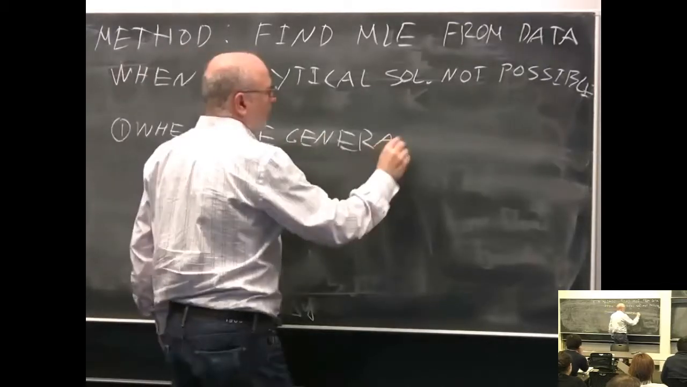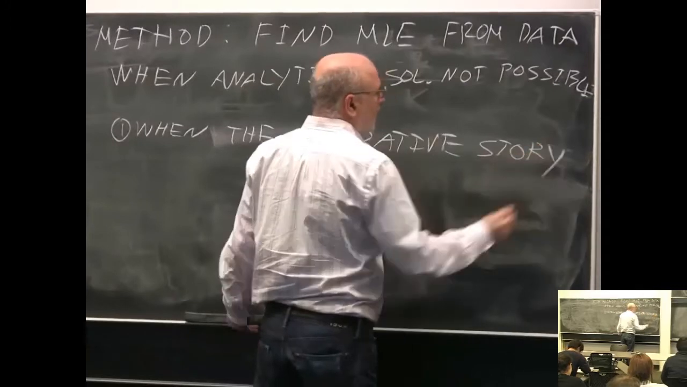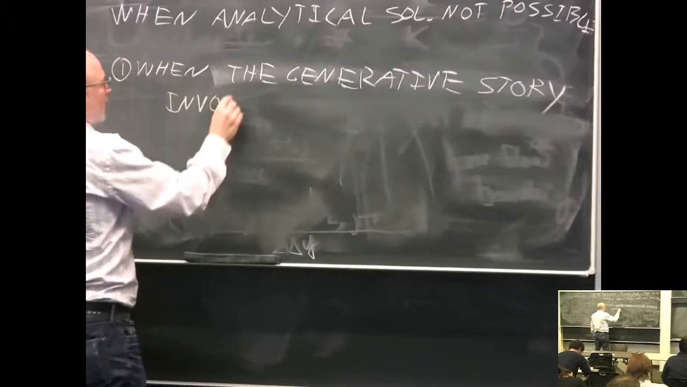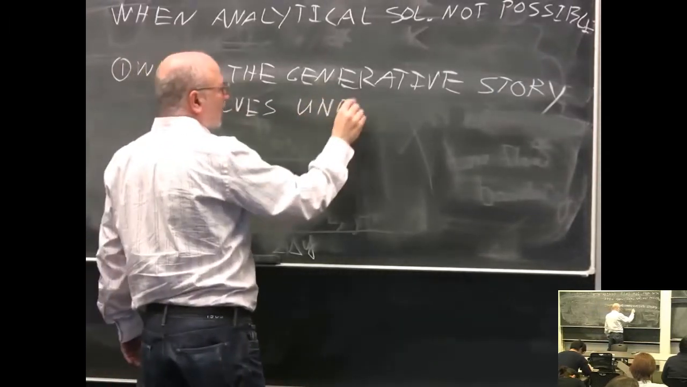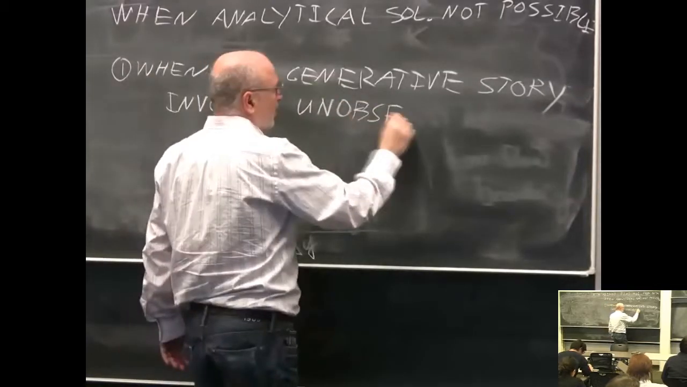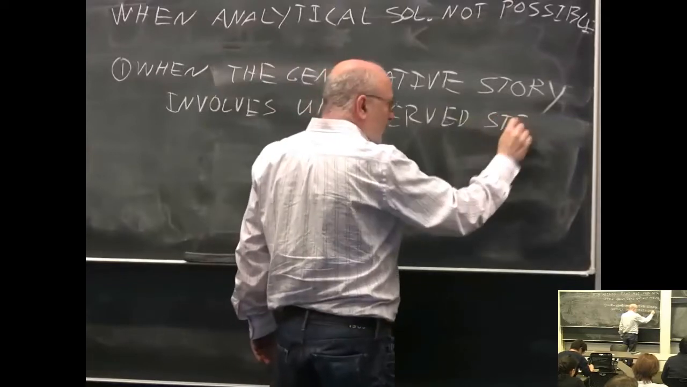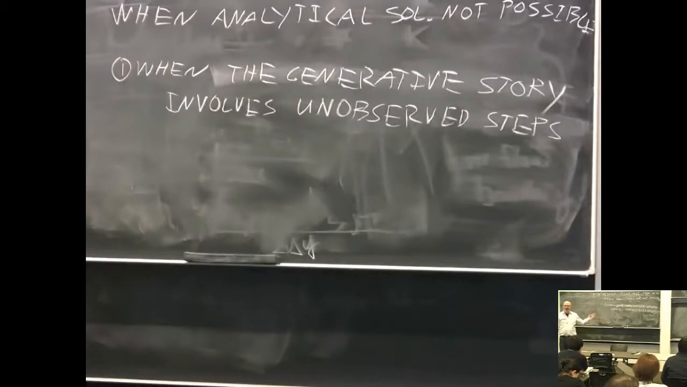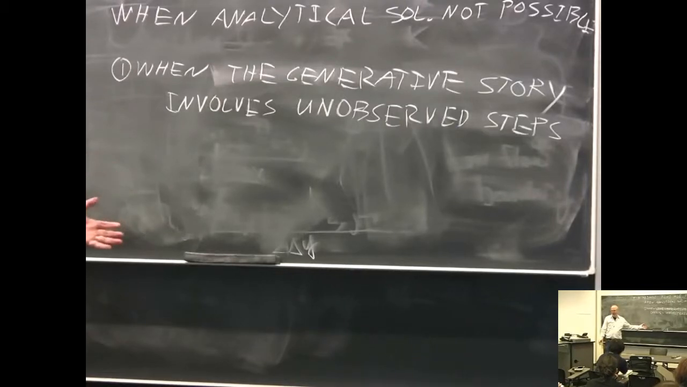the generative story involves unobserved steps. Unobserved steps can be represented by variables that take on values based on these unobserved steps, and these variables are not observable, they're latent.